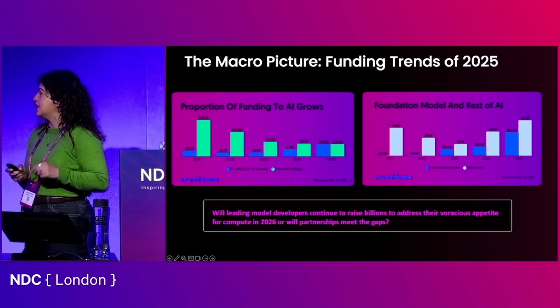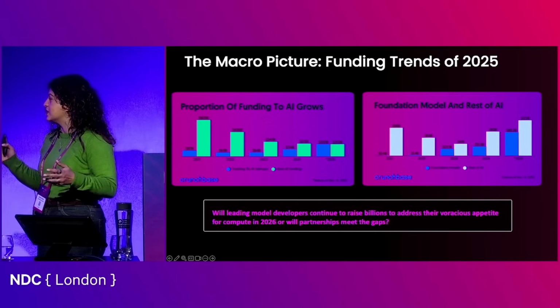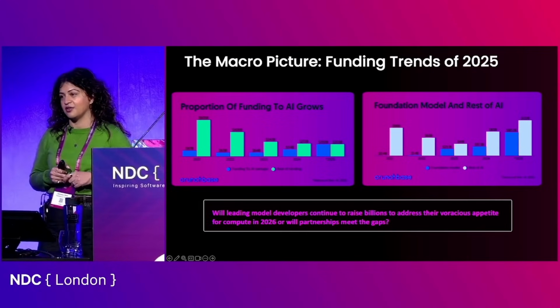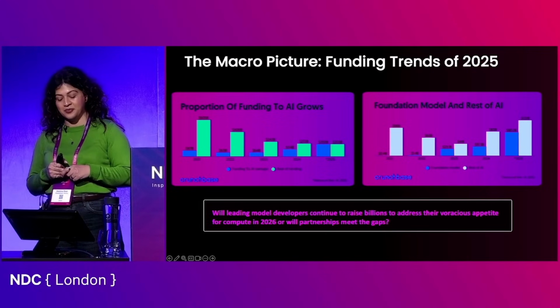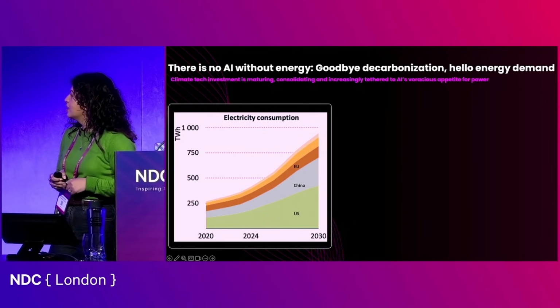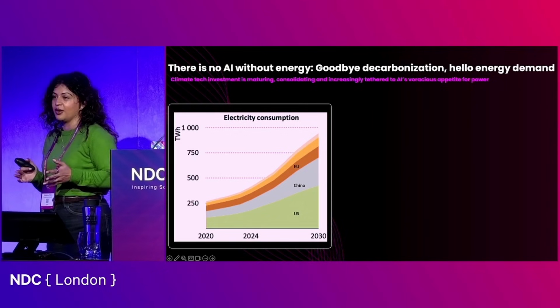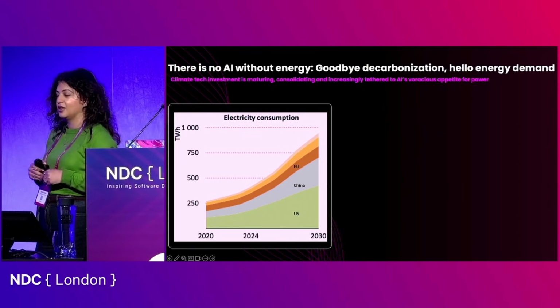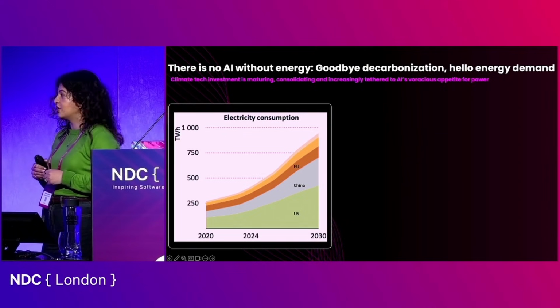But what really remains to be questioned is, will these leading model developers continue to raise billions to address their voracious appetite for compute power, or will it be met by partnership gaps? So ultimately, there is no AI without energy. There is an extremely complex supply chain underpinning delivering AI to us as a globalized society.